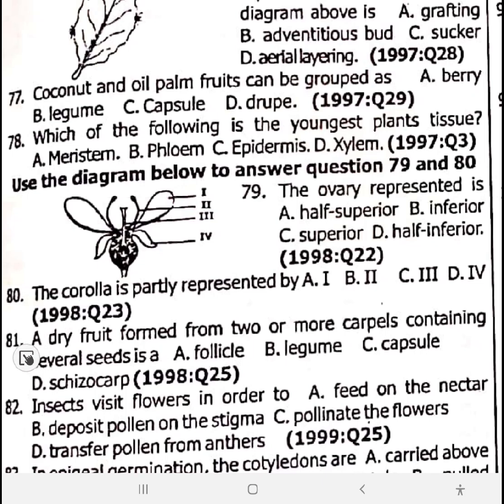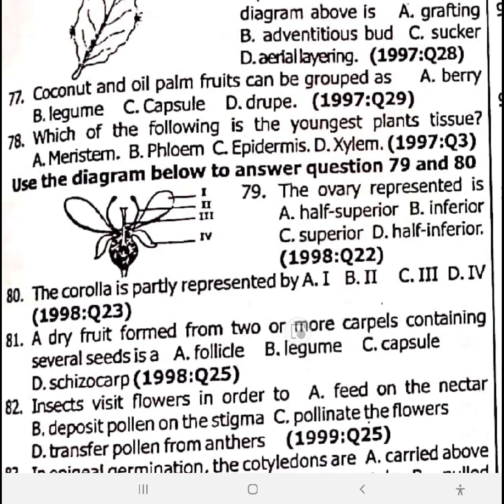Question 81. A dry fruit formed from 2 or more carpels containing several seeds is definitely a capsule, right? A capsule is formed from a superior, syncarpous pistil and dehiscence in more than 2 places.